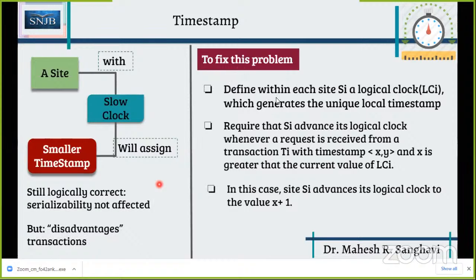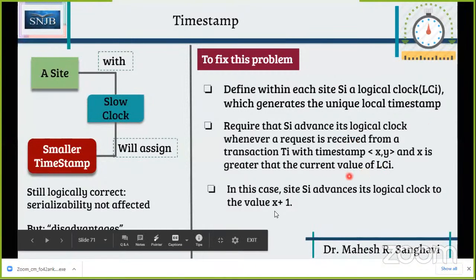To fix this problem, define within each site Si a logical clock, that is LCi, which generates a unique local timestamp. Then Si advances its logical clock whenever a request is received. So ultimately it will become the counter. Initially we set it to 1, when a request comes make it 2, when another request comes make it 3. Likewise, upon receiving each and every request we increment the value of that timestamp. So it will become your unique timestamp. Instead of date and time, instead of a clock, we will use a counter here. So we can fix that particular problem.